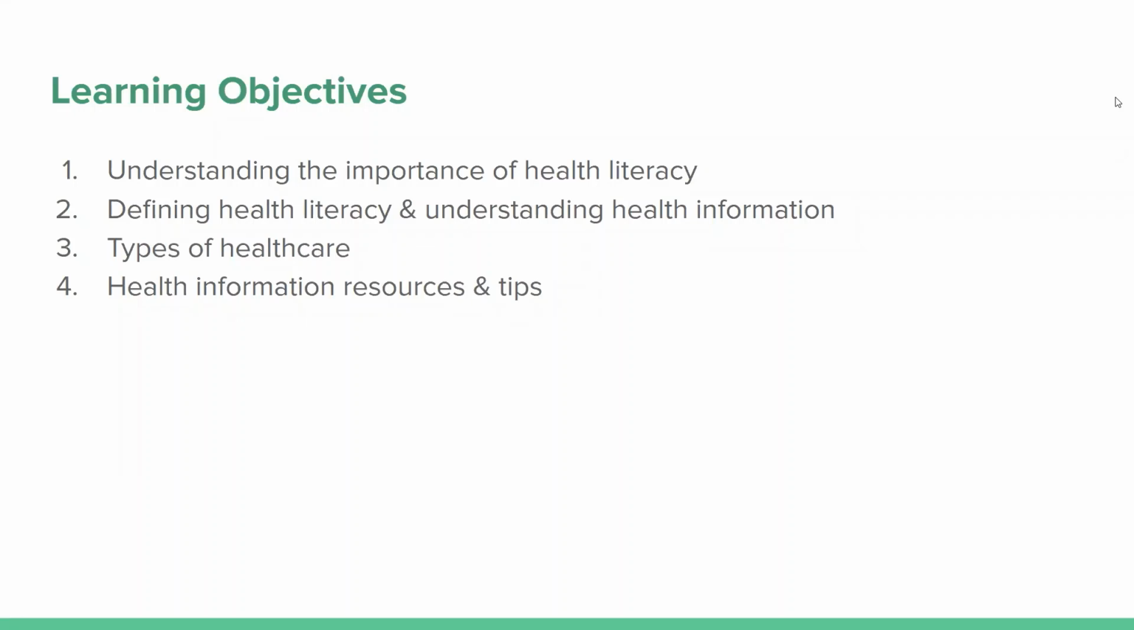These are our learning objectives. The first one is understanding the importance of health literacy, just getting a sense of what it is and what it means. The second is defining health literacy and understanding health information in a general sense. Third, we have the different types of healthcare. And lastly, we have some health information resources and tips for you. So I hope that this session will give you a sense and make you feel more comfortable with the idea of getting health information and being able to evaluate it so that it works best for you.